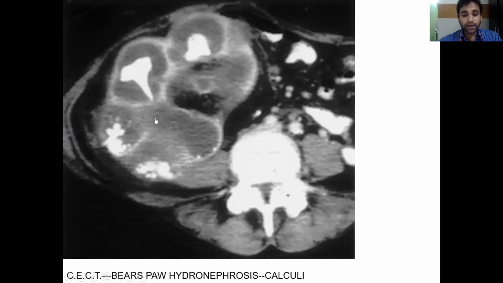surrounded by thin parenchyma that has higher attenuation or contrast enhancement, mimicking the appearance of the dark toe pads on a polar bear's paw.